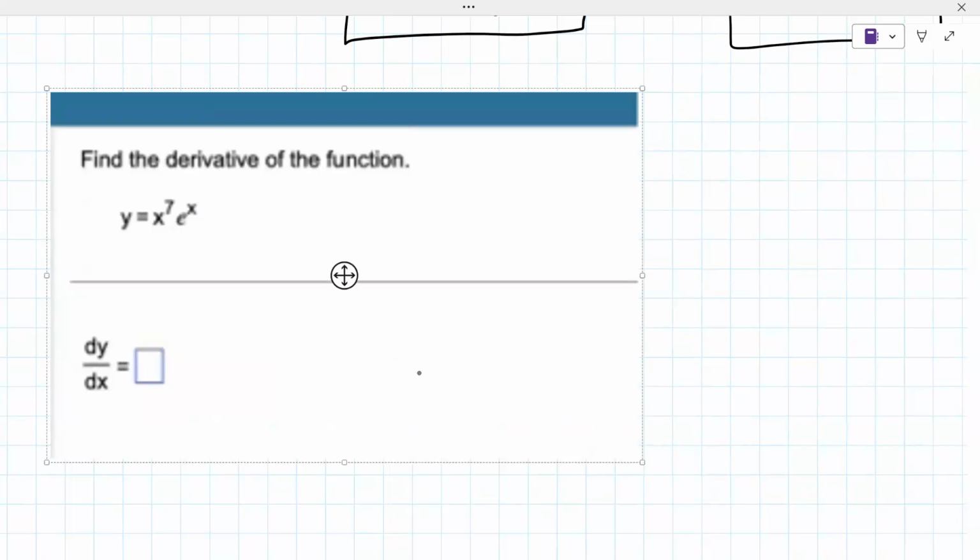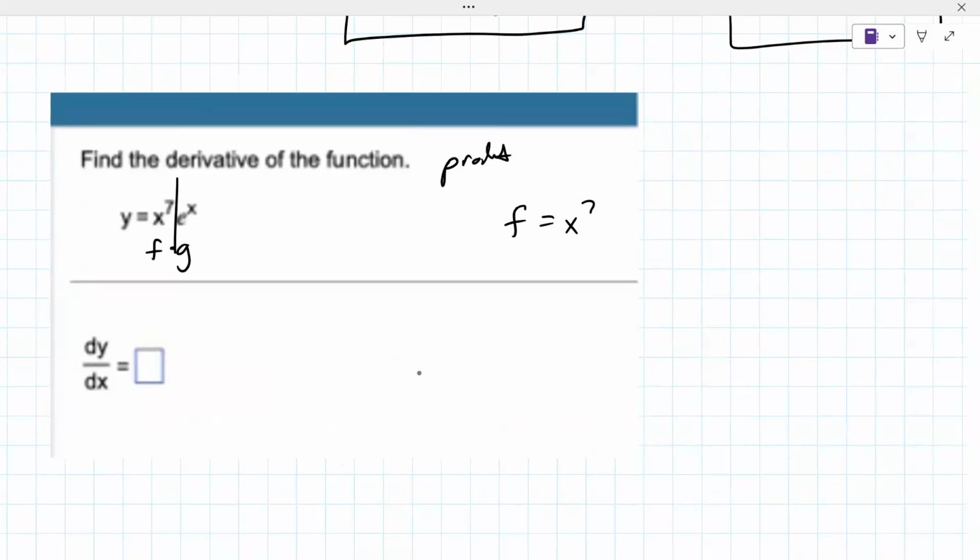Find the derivative of the following function. What I'd like you to be able to see here is that this is an f times a g. This is a product. So f is x to the 7th and g is e to the x. Can you give me the derivative of each of these, please? Yes. E to the x.